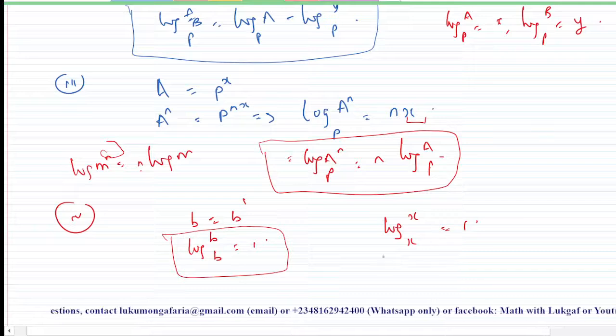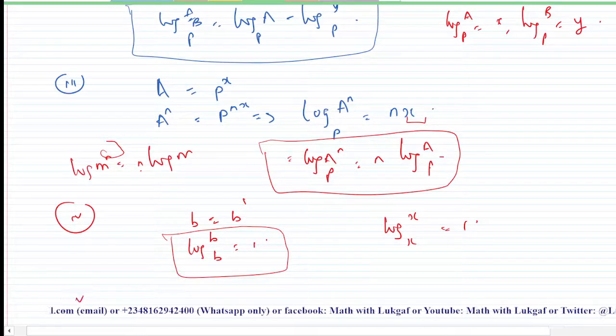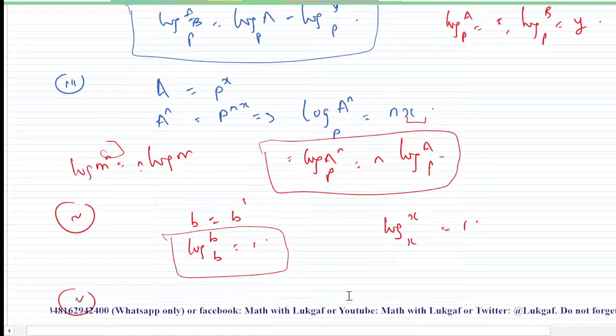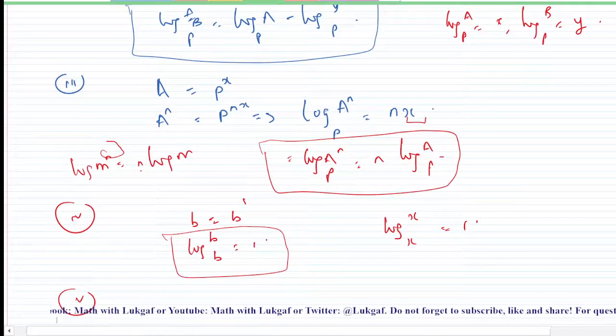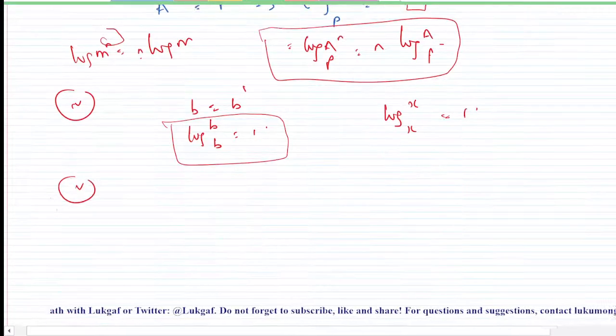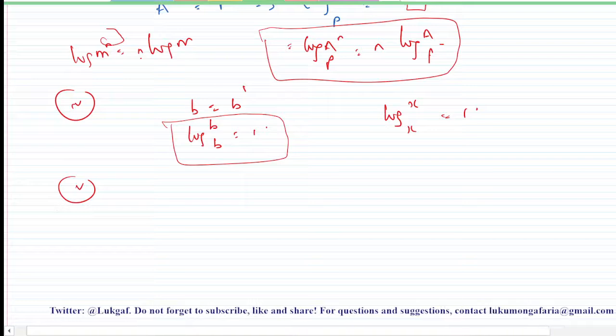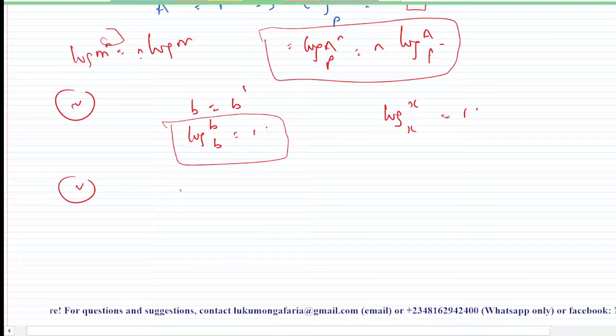It's going to give you 1. And another one: which is the logarithm of what? When you have the logarithm of any number to base what? To base 1. So the logarithm whereby your argument is 1. So that's what we are going to find here.